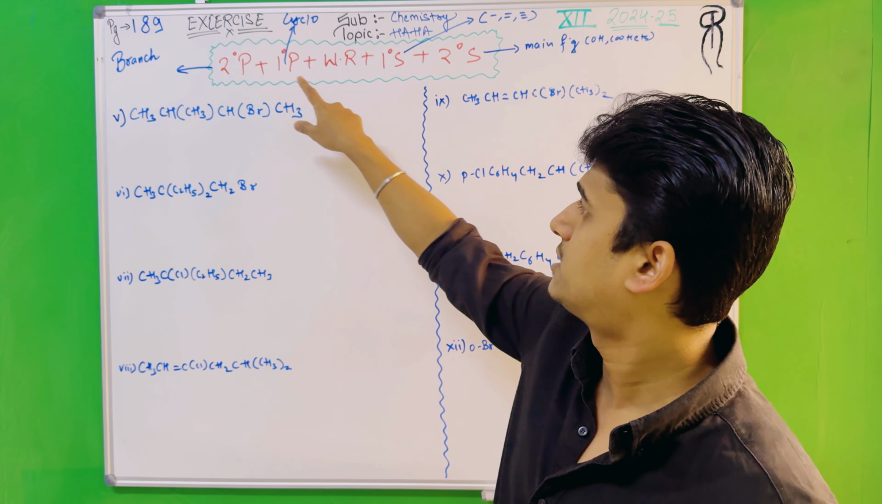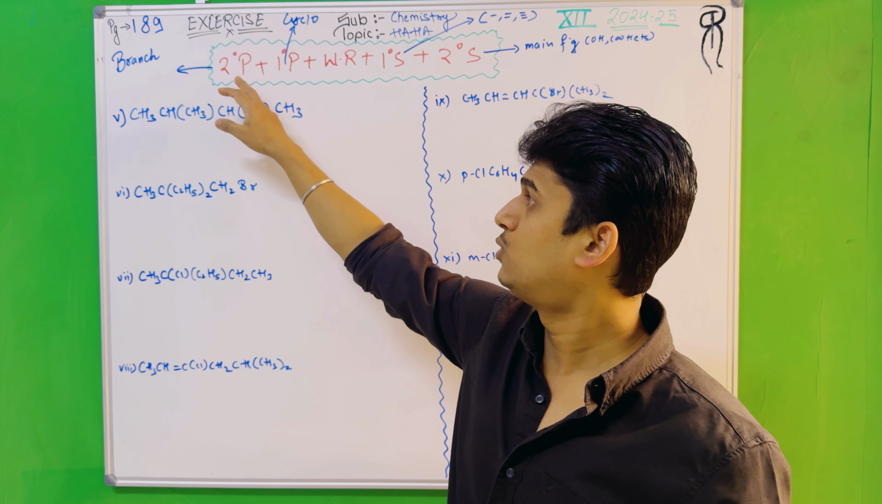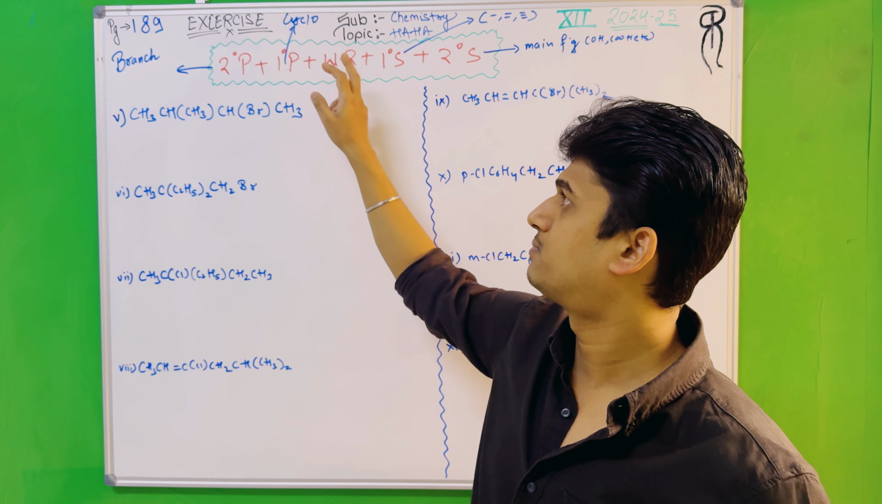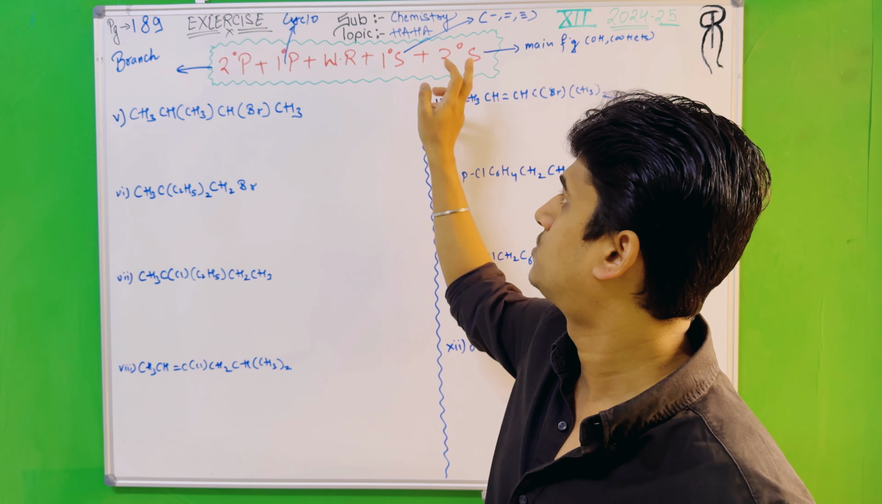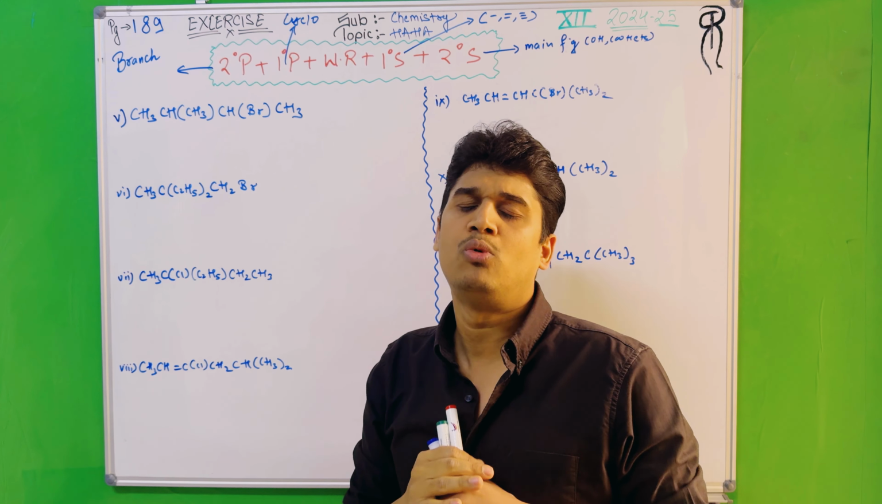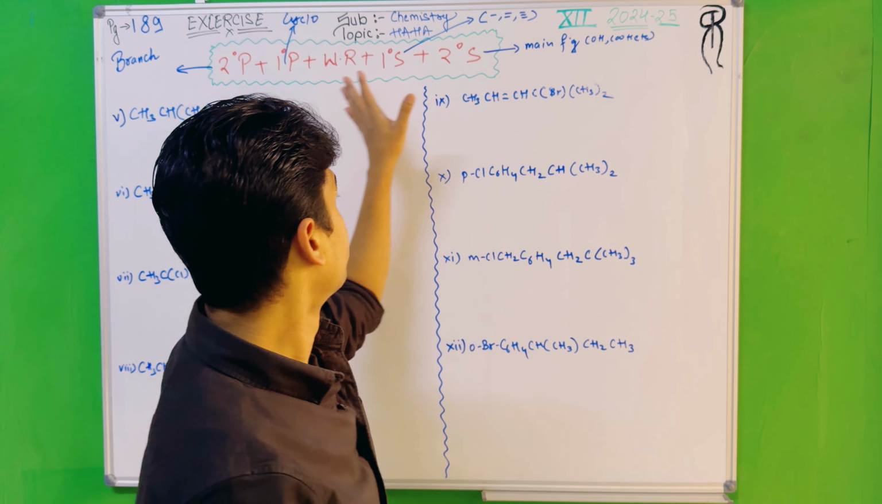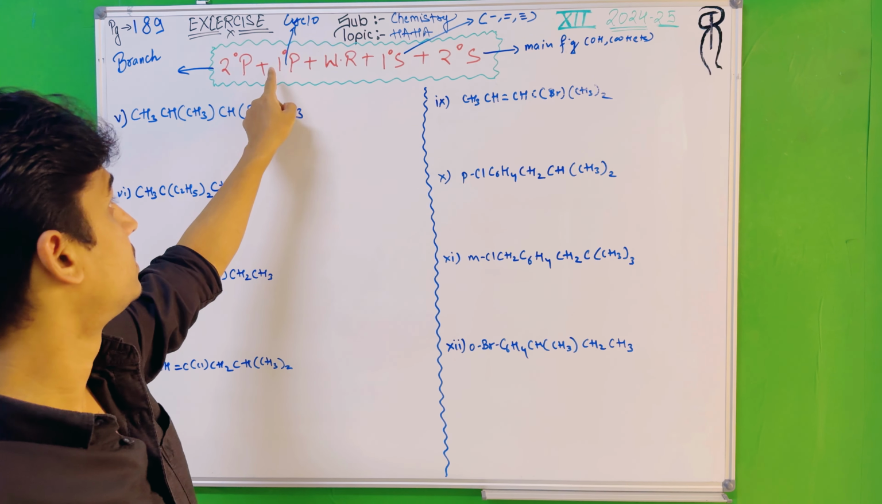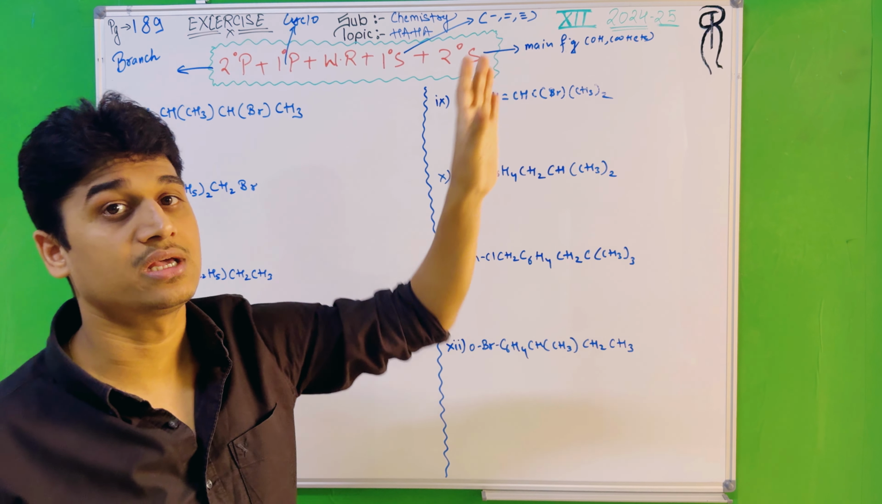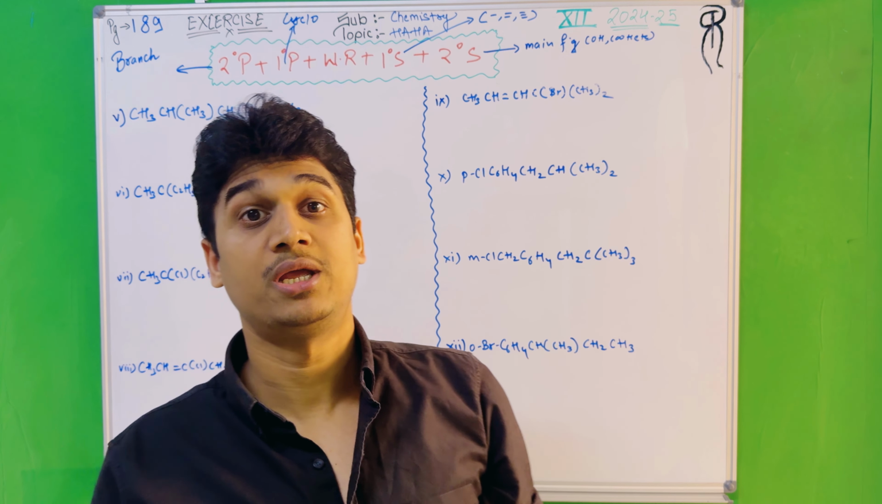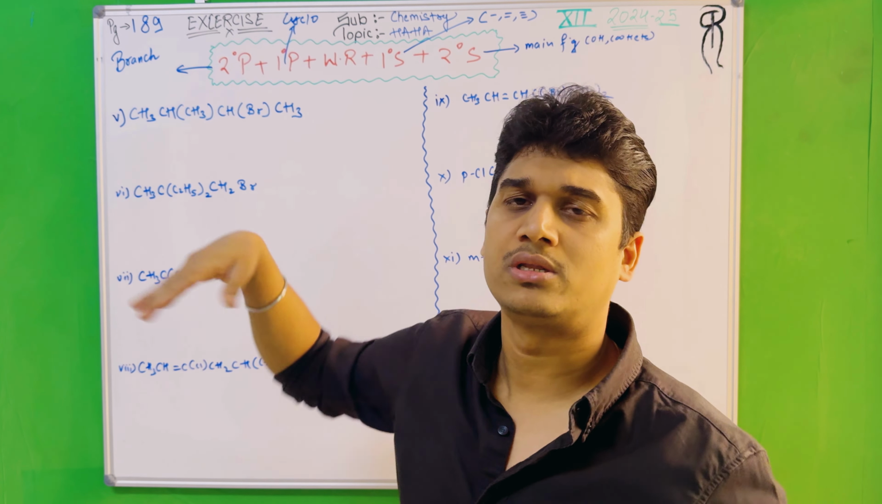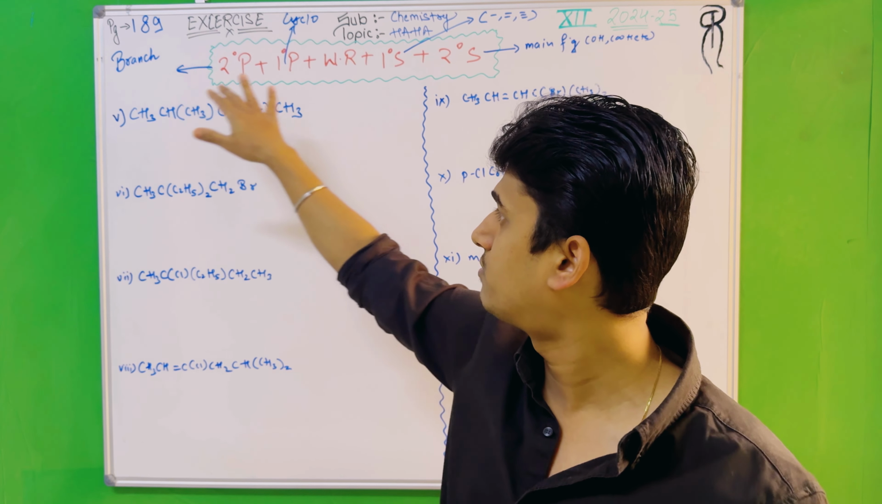If you can see over here, something I have written in red color: 2 degree prefix plus 1 degree prefix plus word root plus 1 degree suffix plus 2 degree suffix. Normally even the most complex IUPAC name has only these things. It may be possible that some are not there, but normally all these things are written in an IUPAC name. If the 2nd degree prefix is not there, no problem. If the 1 degree prefix is not there, you still have to follow the same sequence.